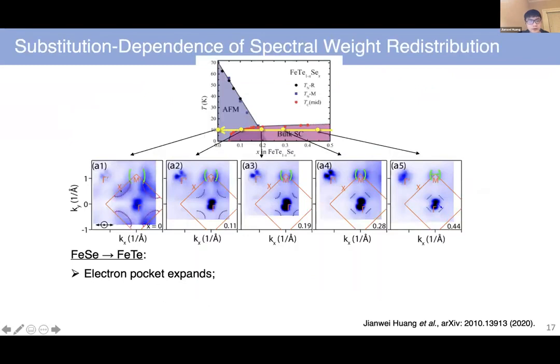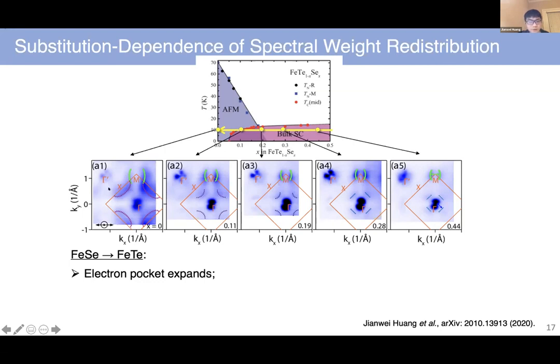So where does the spectral weight at the X point evolve from? We plot this systematic evolution of the Fermi surface. First thing we see is that the electron pockets expand from iron selenium to iron tellurium. Then we find that the parent DXY orbital spectral weight gradually evolves to this spectral weight around this X point.